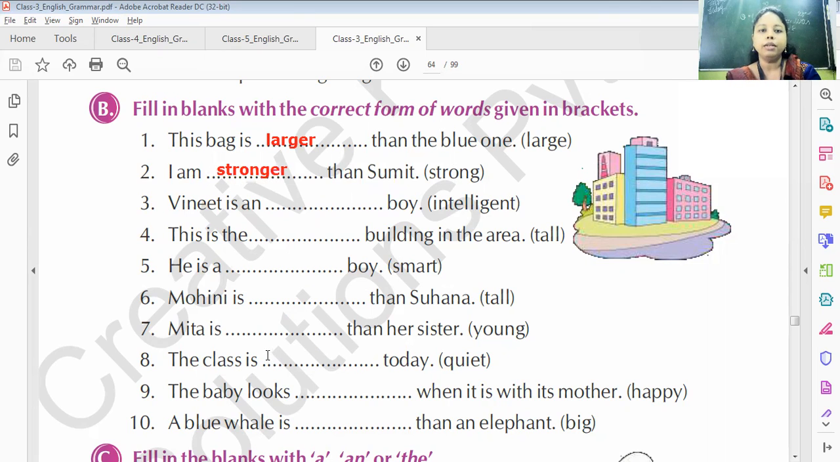I am stronger than Sumit. Vineet is an dash boy. Now here we are not comparing with anyone, so we have to write as it is, whatever is written.